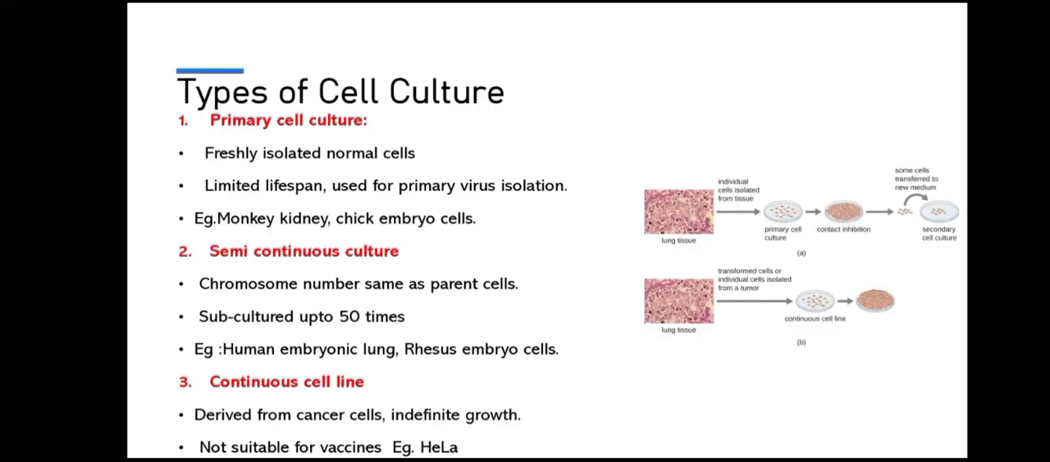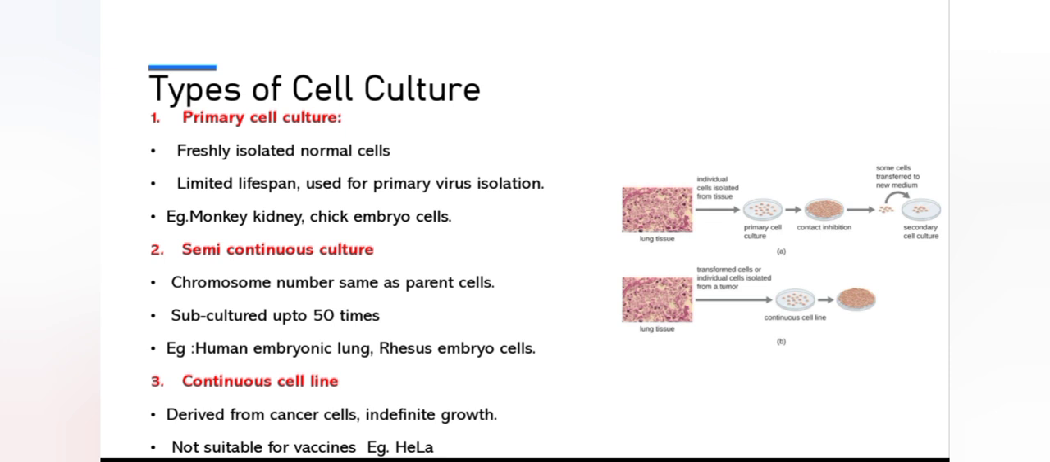The third one is continuous cell line. They are derived from cancer cells, and can be maintained either by serial subculture or by freezing in a deep freezer at minus 70 degrees Celsius. Due to their derivation from cancer cells, they cannot be used for vaccine production. An example is HeLa, which comes from Henrietta Lacks.